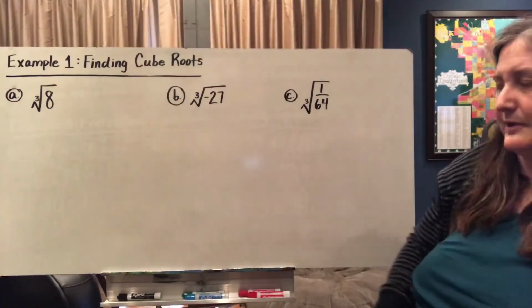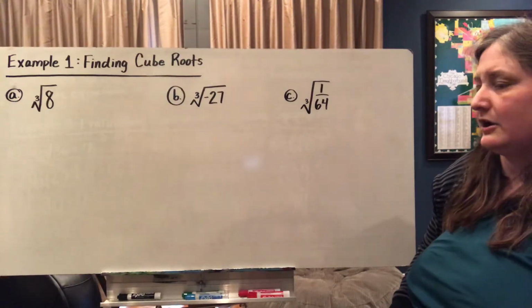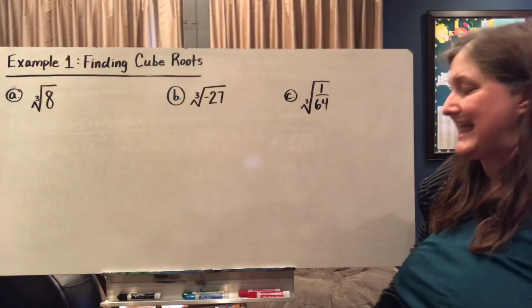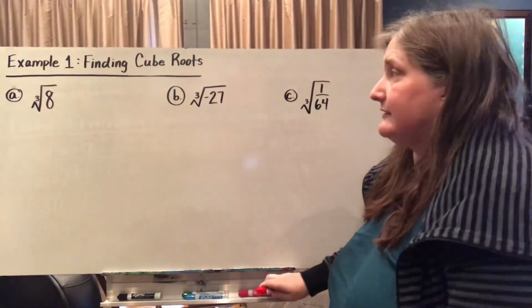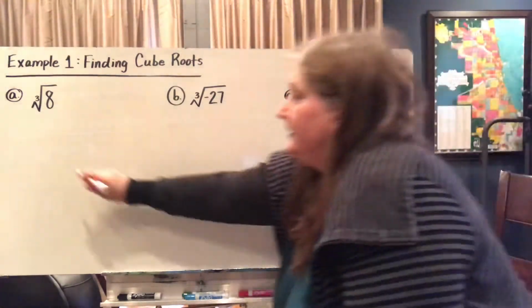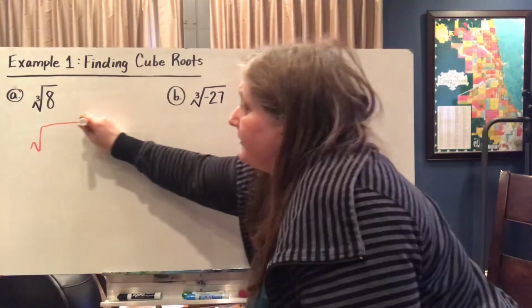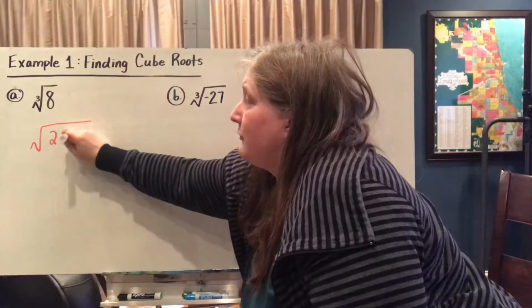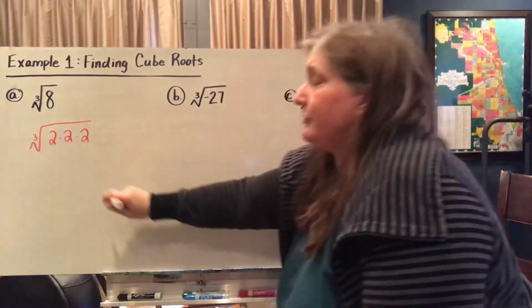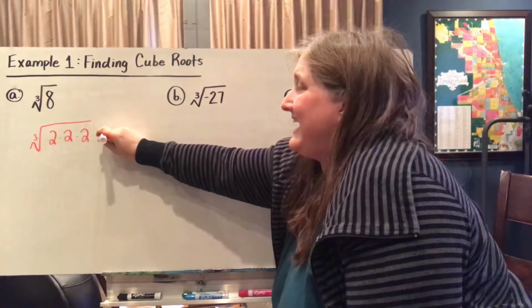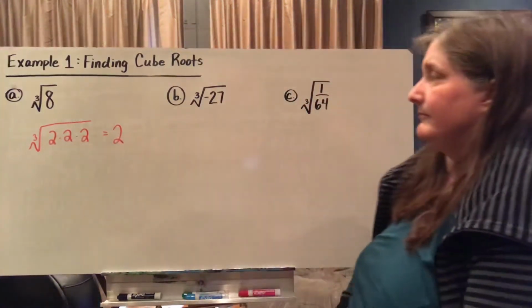So let's try some problems here. So we're looking for a cube root of 8. So a number multiplied 3 times that will give us an answer of 8. So 2 times 2 will give us 4, times another 2 will give us 8. So the cube root of 8 is 2.